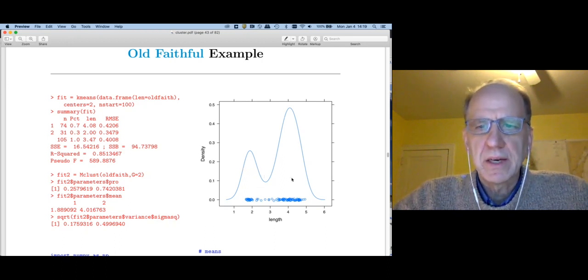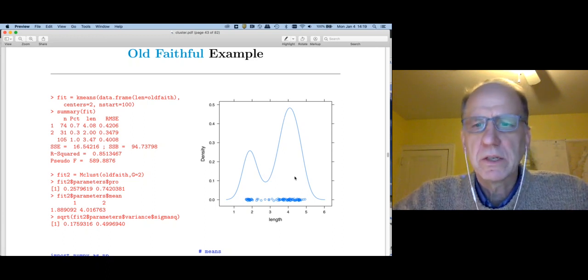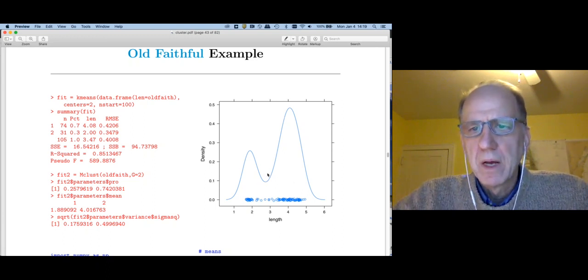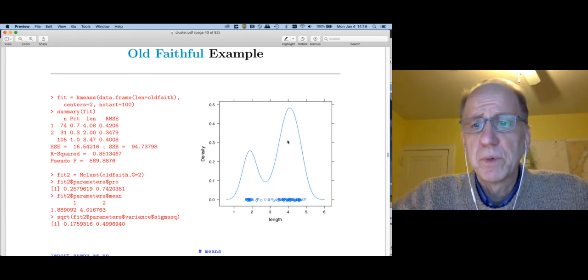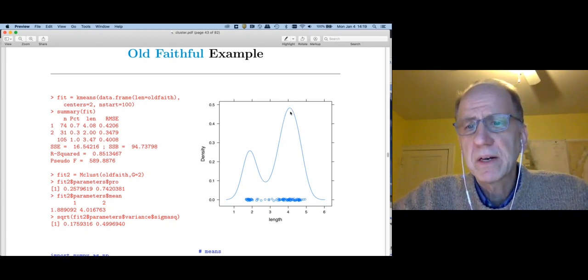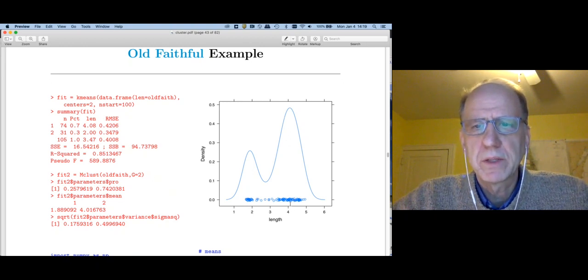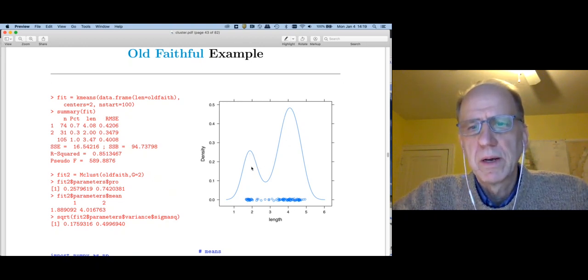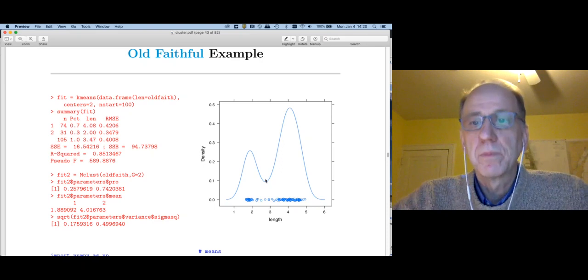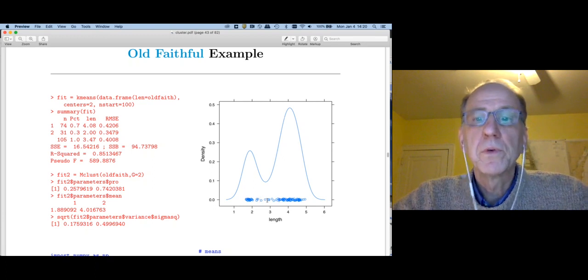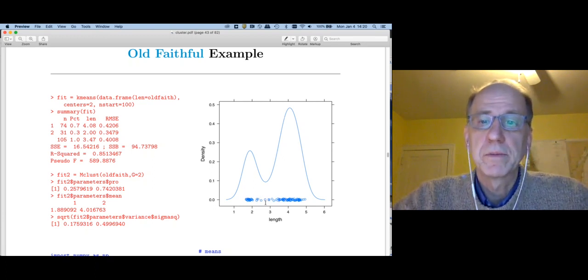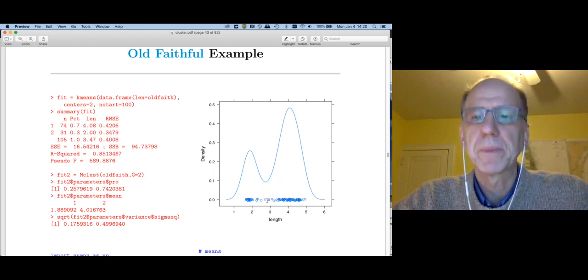Here's a density estimate, which is like a histogram of the raw data. And so what we see are two modes. We have a large mode off to the right. The center of this mode is about 4 minutes. Then we have another mode that's around 2 minutes. You're more likely to see a longer eruption than a shorter eruption, but there are very few eruptions in between. So it's very unlikely that you'll see something that's a bit under 3 minutes.